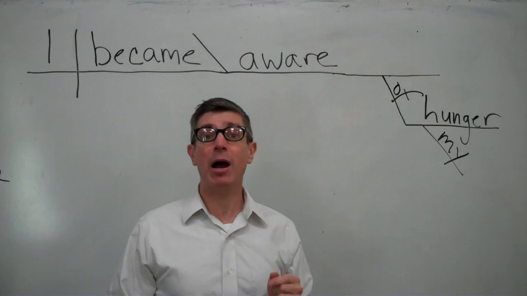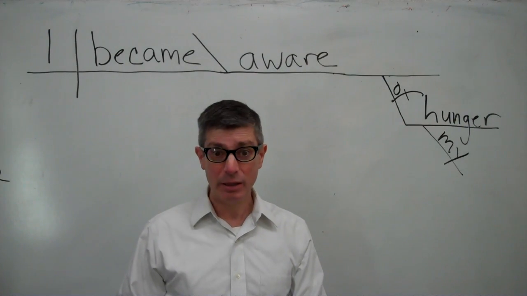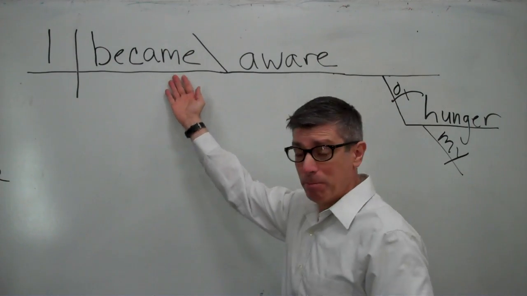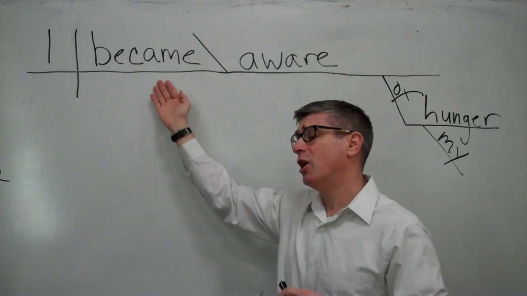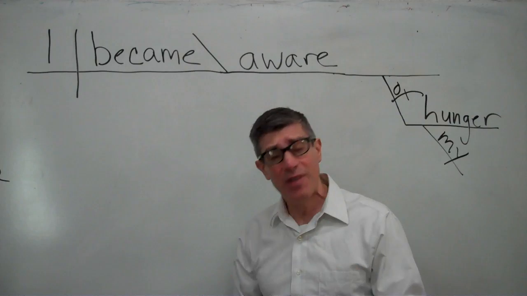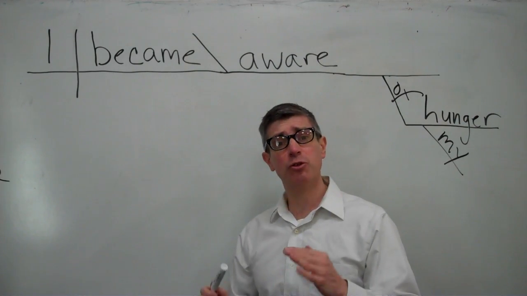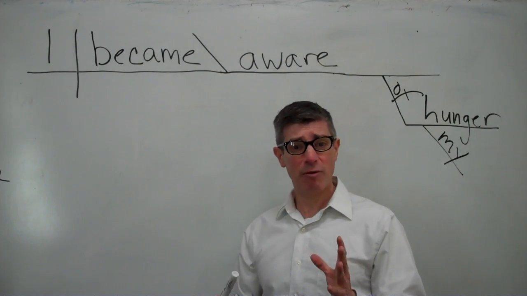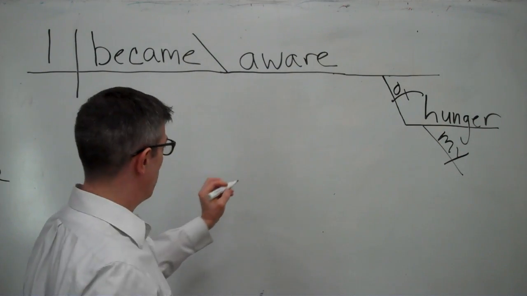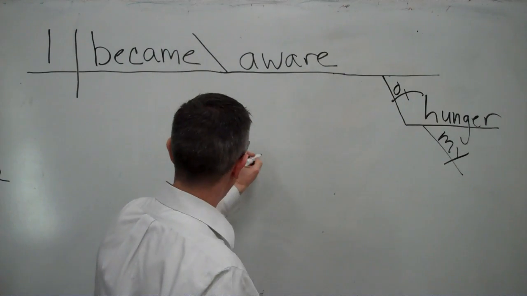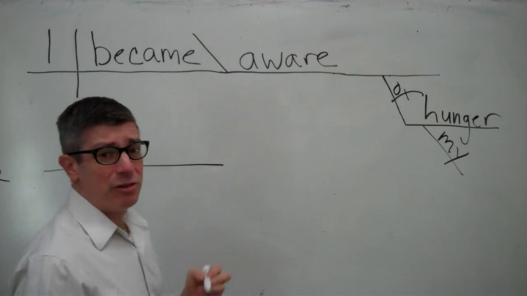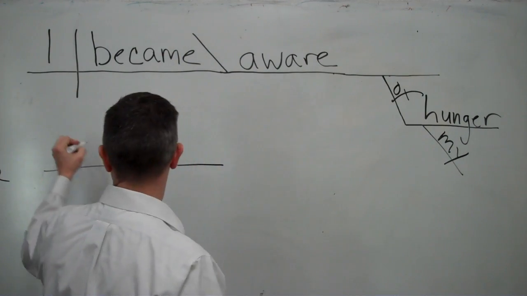So, I became aware of my hunger because I fainted. Because I fainted would modify became, and it would tell us why you became aware. Why? Because I fainted. That's why. So it answers a why question, and therefore it is adverbial. Because I fainted, well, we're going to need a baseline. So I'll just put it here, and it's a subject-verb combination: I fainted.